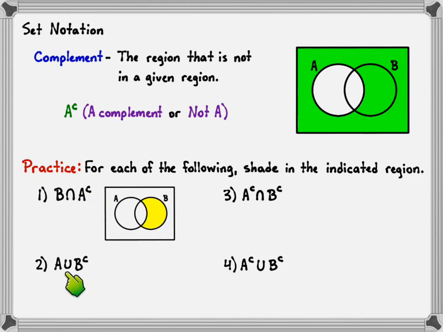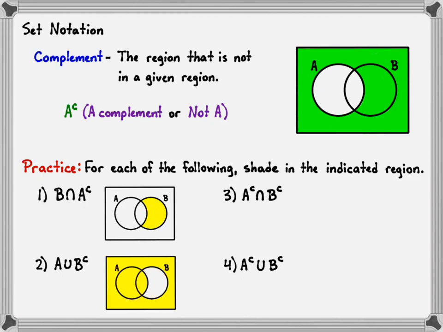For number 2, we're talking about the union of two things. Remember, when we talk about union, we are shading in 3 different pieces. So if I'm looking at A, I'm going to shade in all of A, and I'm going to shade in all of the piece that is not B. And so we can see in this Venn diagram here that we have A completely colored in, and then we have everything outside of B colored in.